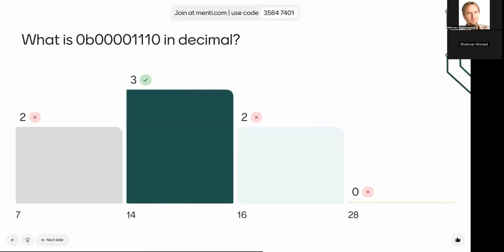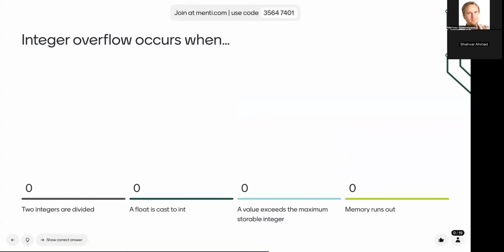Okay, so let's continue. We did a little bit of binary conversions. So let's talk a little bit more technical.